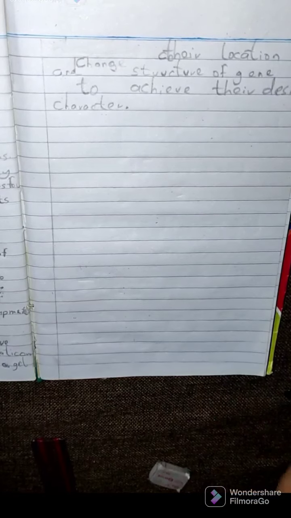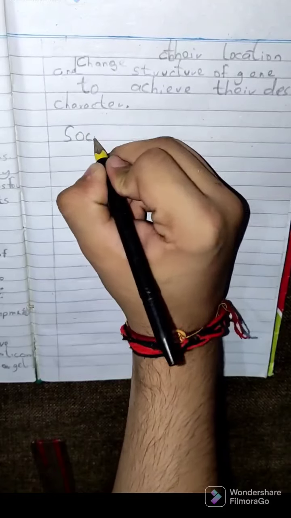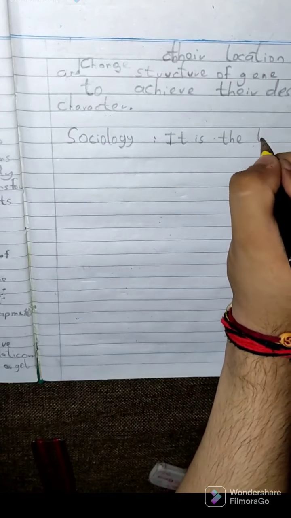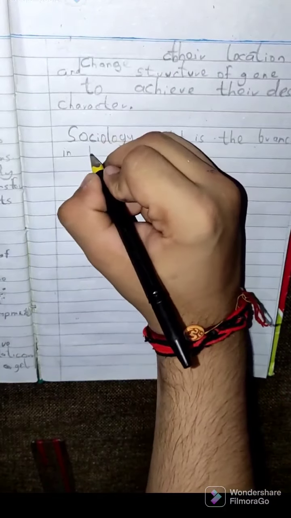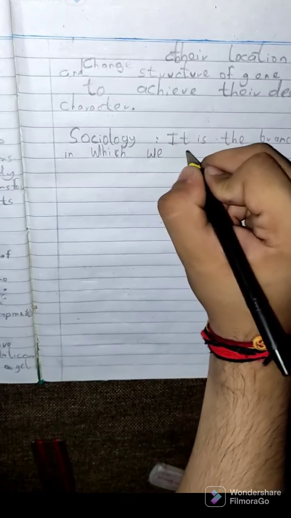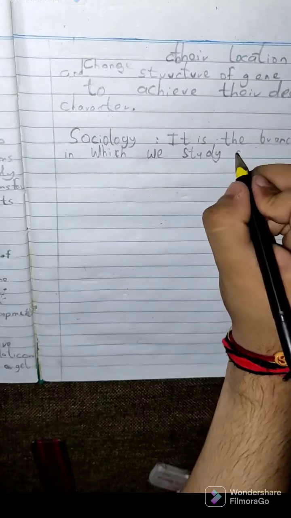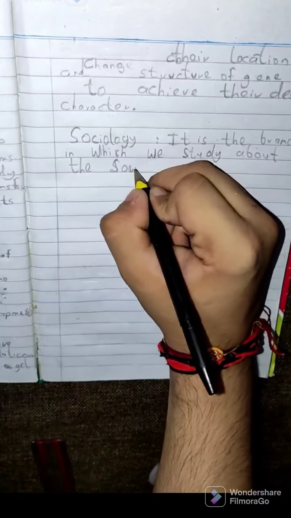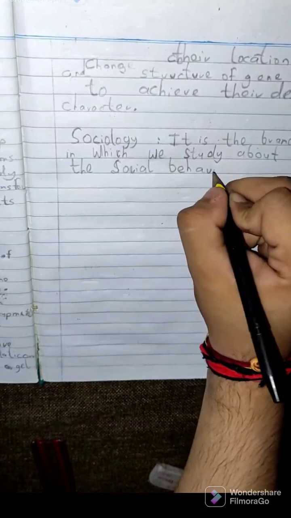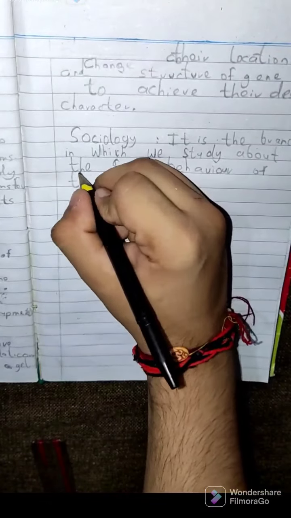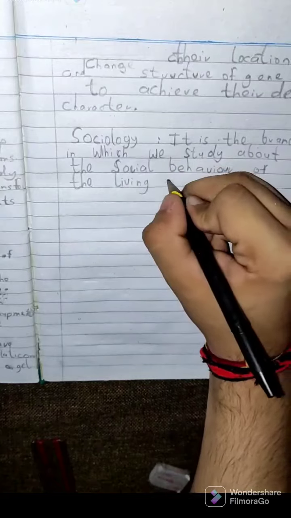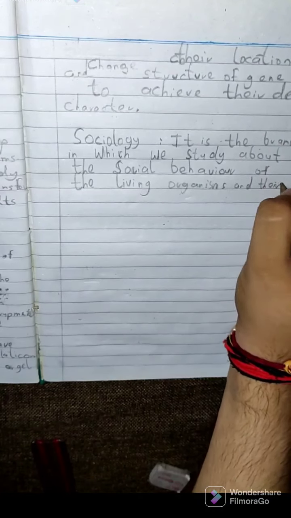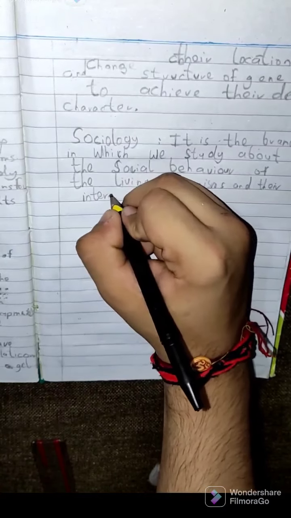So the 11th branch is sociology. It is a branch in which we study the social behavior of living organisms and their interaction with them.